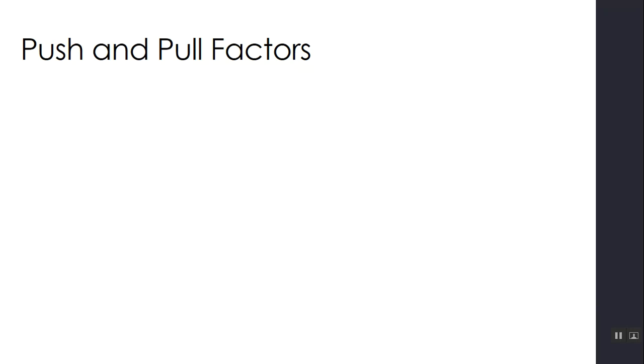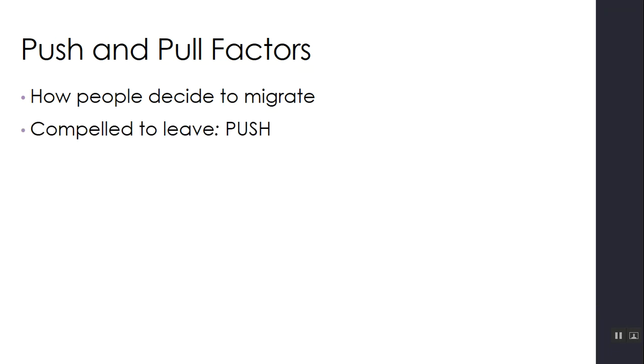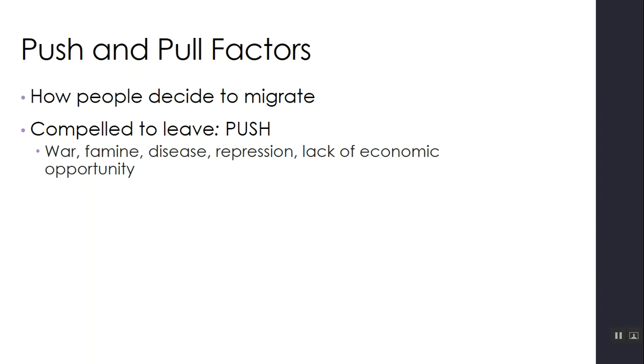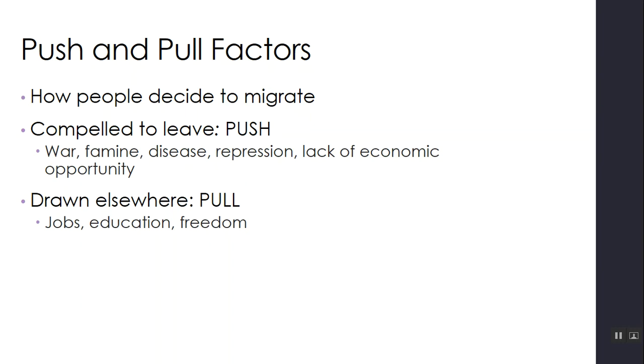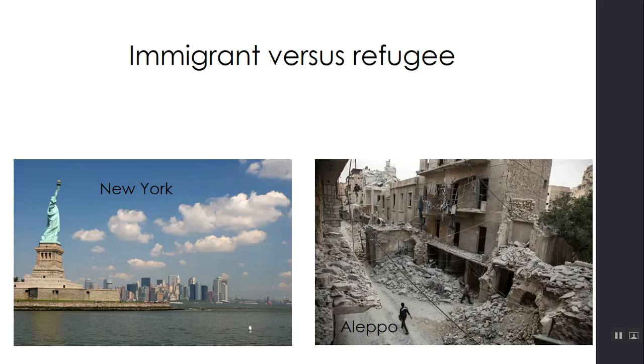And the reason that people migrate is for a variety of push and pull factors. And so it's how people decide to migrate. If people are compelled to leave, right, they are pushed out for a certain reason. And that could be war, famine, disease, repression, lack of economic opportunity is obviously a big one. They are drawn elsewhere. They are pulled to that place, usually for things like jobs, education, and freedom. And often it's a mix of these, right? It's not that you just have a push or you just have a pull, right? Usually there's something pushing you out of the place you're migrating from and then pulling you to this other place.